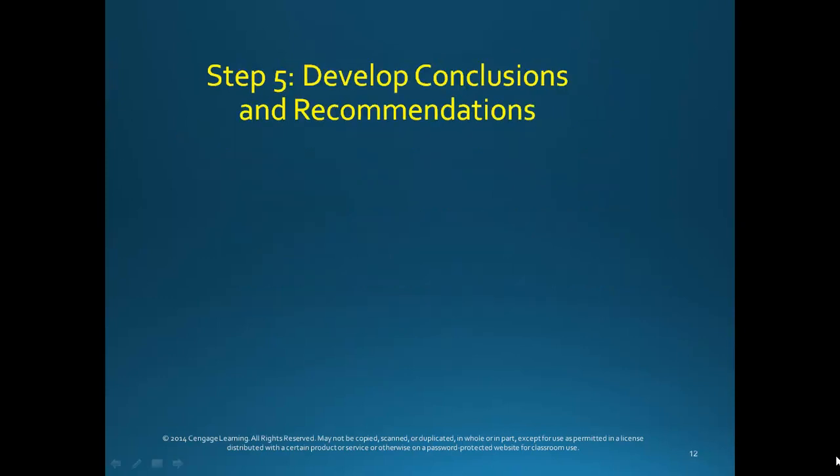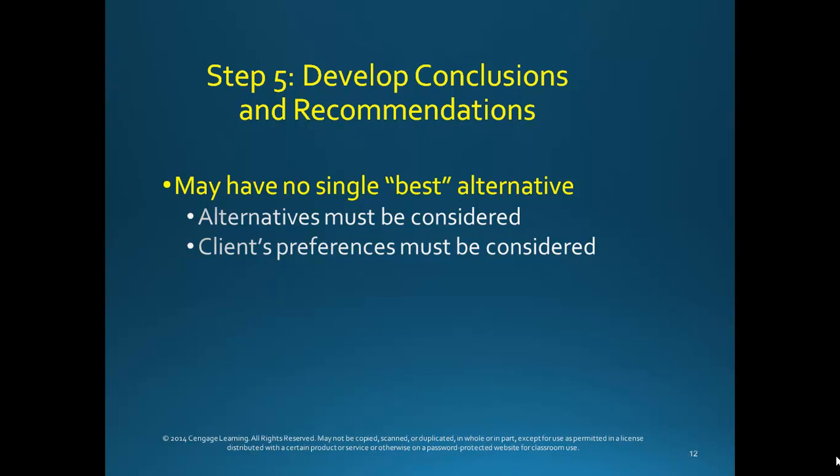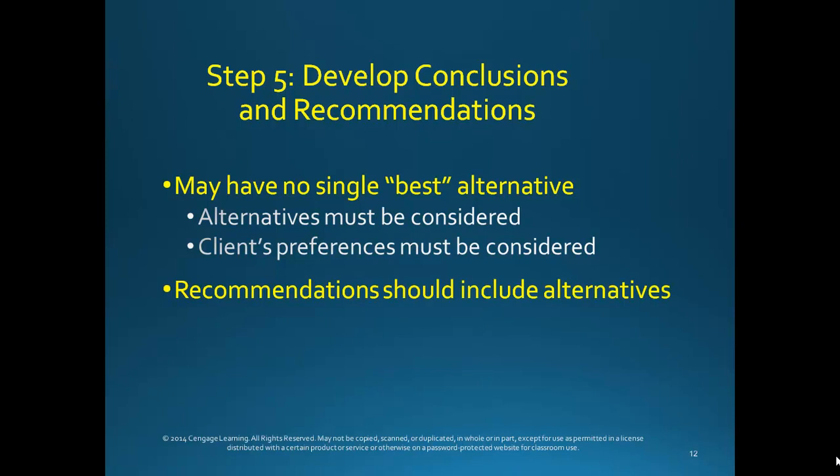Step 5, develop conclusions and recommendations. Alternatives must be considered. Recommendations should include the alternatives. As we consider the client's preferences, that's not an opportunity to create our own tax law or to come to a conclusion that's not supported by primary authorities. We still have to have a conclusion that is tenable, is supported, abides by the rules. Not every case needs alternative conclusions. It just all depends.